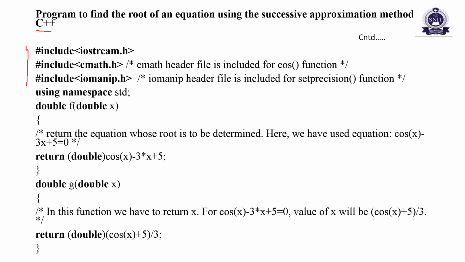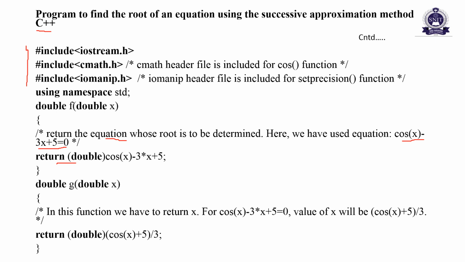See the next step, double f of double x. We open the curly bracket, return double cos x minus 3x plus 5. This is the equation you are having. This is what you are solving using the program. So this returns the equation whose root is to be determined, where we have used the equation cos of x minus 3x plus 5 is equal to 0. So return double cos of x minus 3x plus 5.